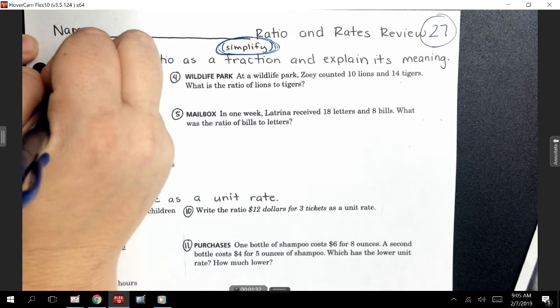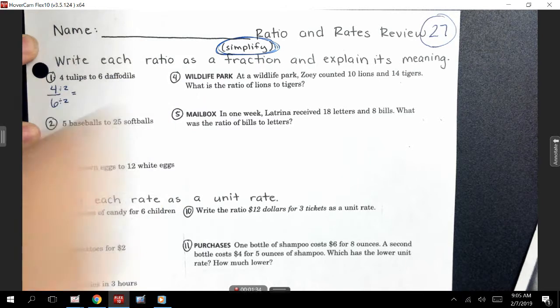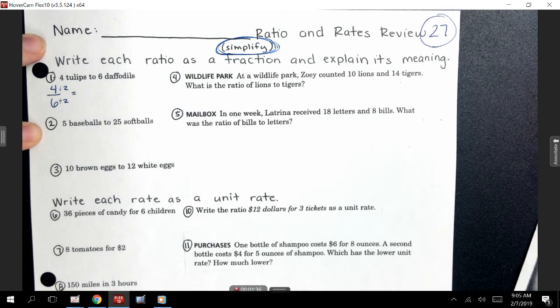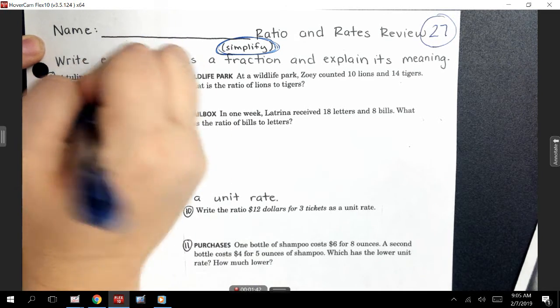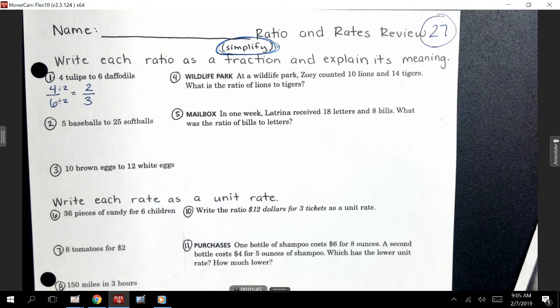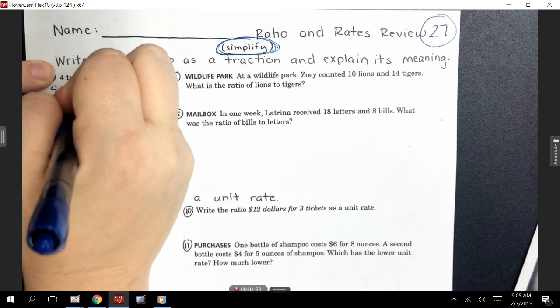Divide by 2. All right, so on this 4 divided by 2 and 6 divided by 2, what do I get as my new ratio? 2/3. Now, guys, on a ratio, do I need the measurement? No, that's a rate, correct? The ratio is just the fraction. So we're done.